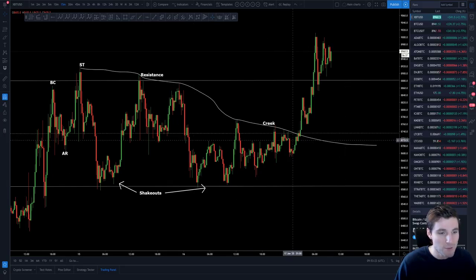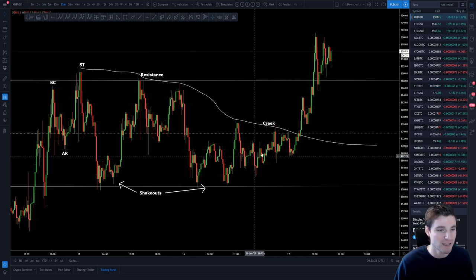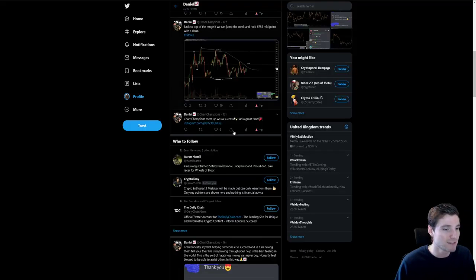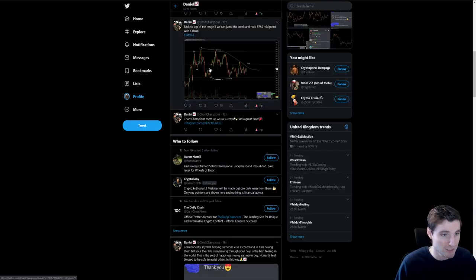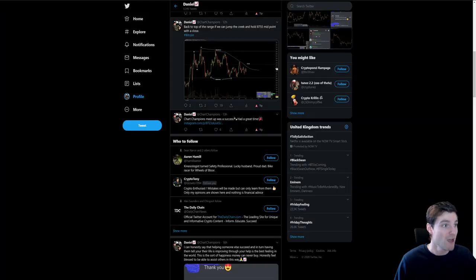What we actually have here is a resistance of the creek, a wavy resistance trend line, so to speak. So you can tell the importance of 8,750. That was the resistance to break, and I was posting this on Twitter yesterday that in that long position you need to try and break the creek, but I'm already accumulating at the lows here.